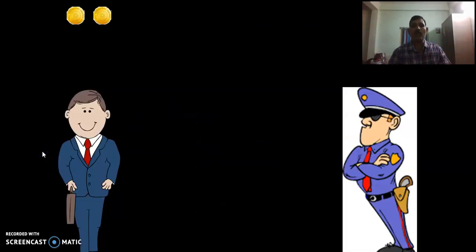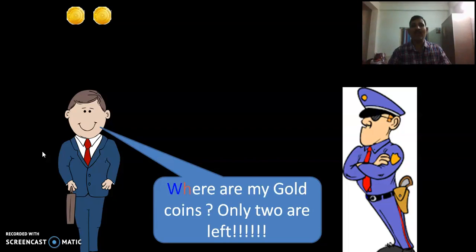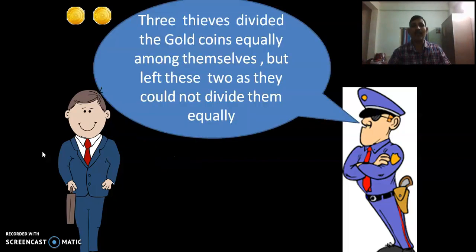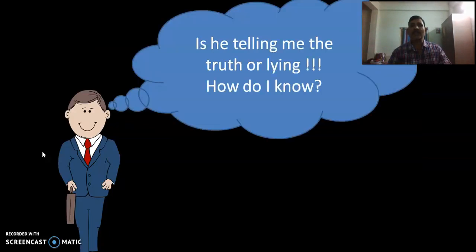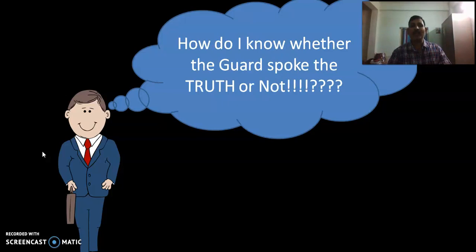But when he returned from the office, he found only two gold coins on the table. He inquired of the security guard what happened. Then the guard replied, three thieves came, they distributed all the gold coins equally. Because two coins were left and they couldn't divide them, they left the coins. The person was wondering whether what the guard was saying was true or not. How do I come to know? Then let us try to solve this problem by using division lemma, or Euclid's division lemma.